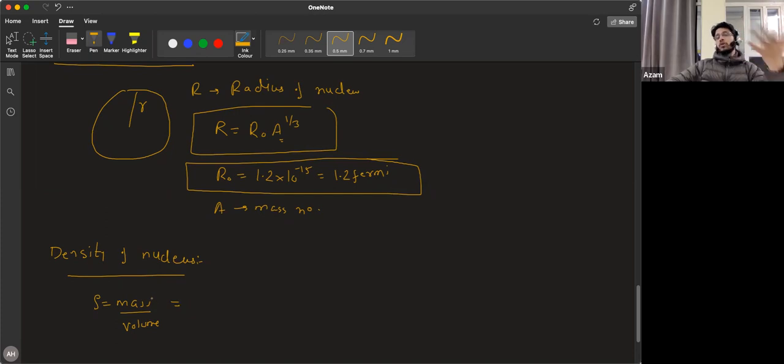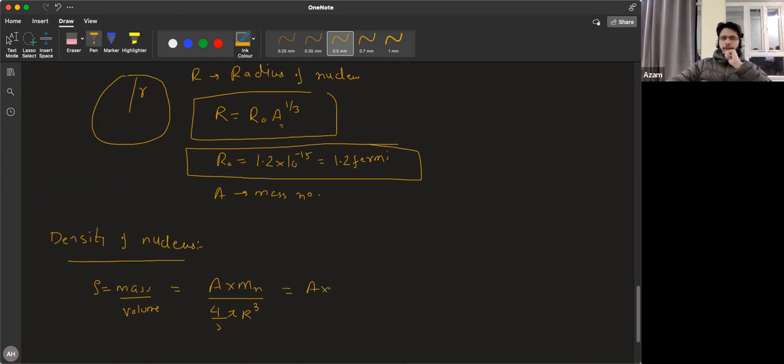So the total mass of the nucleus will be the mass of all neutrons plus mass of all protons. Or I can say that mass of nucleus is mass number multiplied by mass of a neutron, considering protons and neutrons are of equal mass. Is it clear? Yes, sir. And for volume, we can use 4/3 pi R cubed. So when we put these values, it's A into mass of neutron divided by 4/3 pi R cubed. What is R? R we did in the previous section. R is R naught A to the power 1/3, whole cube.